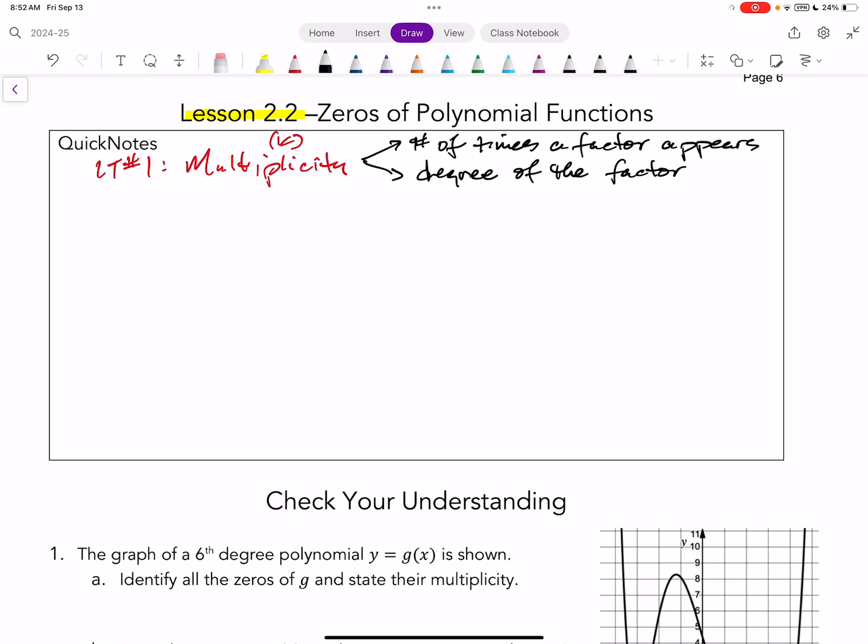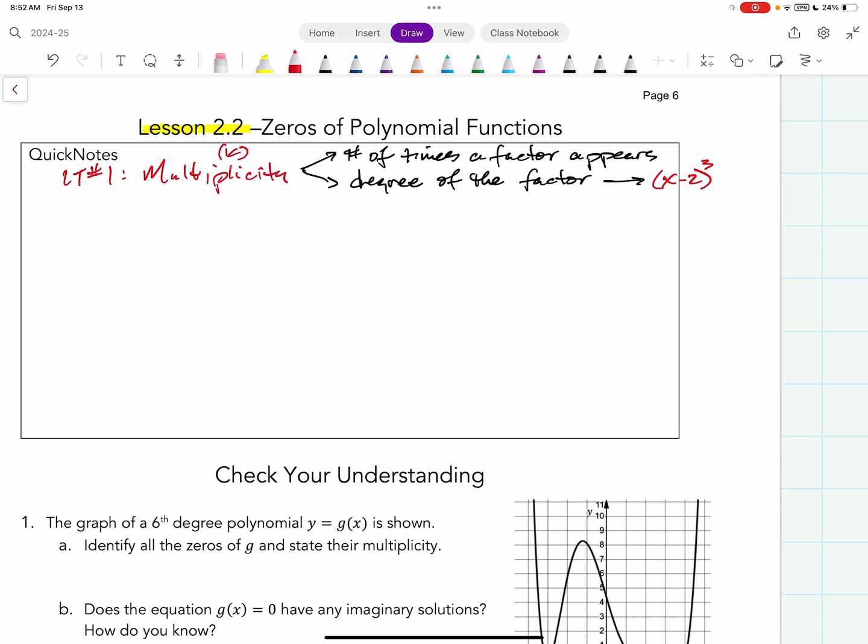So what do I mean? Let me exemplify. Let's say we take (x minus 2) to the third power. Very simple example. Notice that here k is 3. Notice that it's odd. So we refer to the multiplicity here as 3.